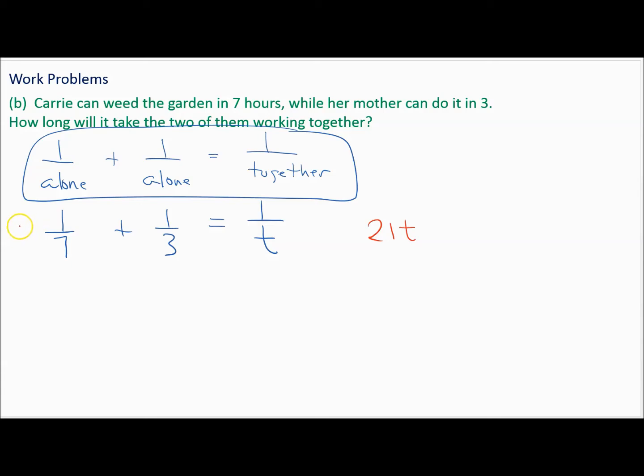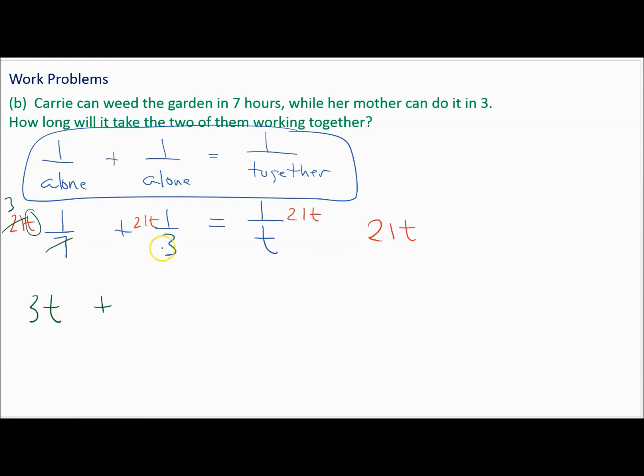So I'm going to do it right in front of my work here. 21t times 1/7, 21t times 1/3, and then 21t times 1 over t. Okay? Why did I do that? So I can cancel this 7 and this 21, and that's going to give me 3 times t times 1, which is 3t. Did you catch that? Because 7 goes in 21 3 times. 3 times this t that's still there times 1 is 3t.